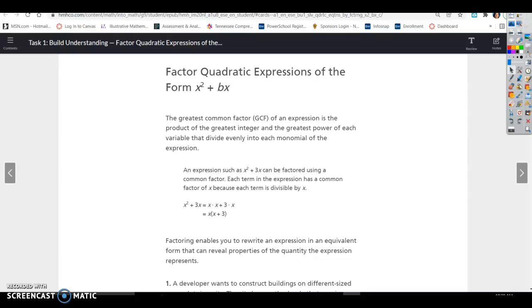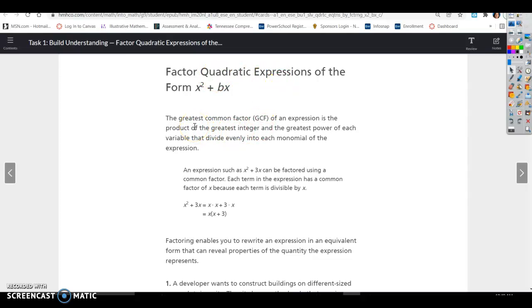Lesson 17.2, Task 1. Factor quadratic expressions of the form x squared plus bx. Remember, quadratic means it has an x squared term. It's a U-shaped graph called a parabola. All right, so x squared tells us that this is quadratic. Remember, linear was something to the first power. Now we're looking at quadratic expressions.